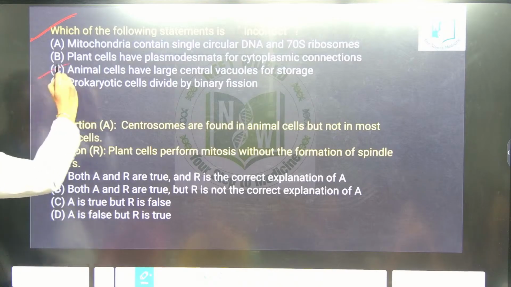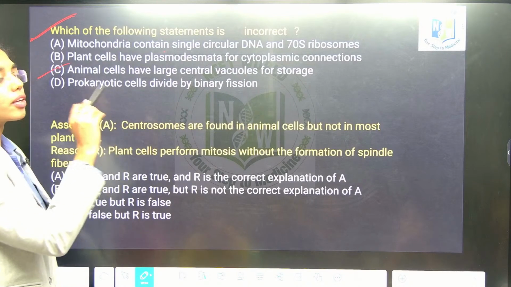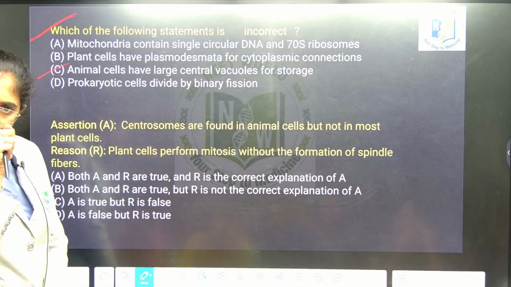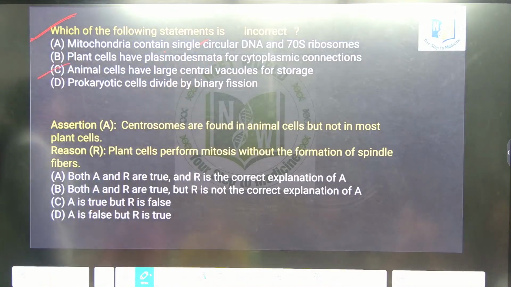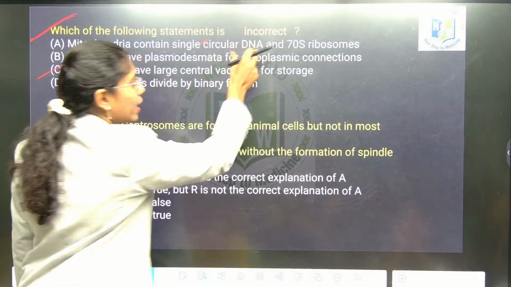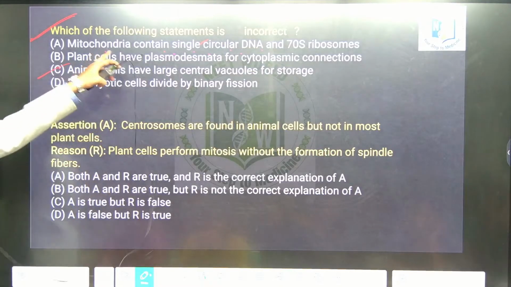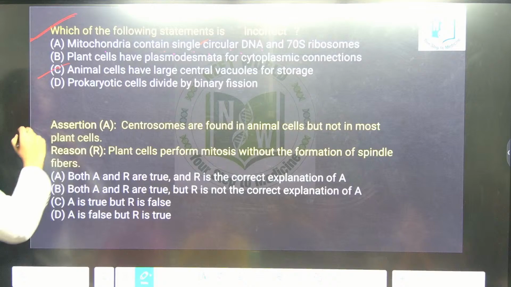See, how many of you are saying one is incorrect? Why is it incorrect? He is saying single circular DNA. Yes, every mitochondria will have only single circular DNA. He didn't mention single stranded or double stranded. Did he say single stranded circular DNA? No. Then it would be wrong. He didn't mention strands. Look at the statement properly. Understood? Next question, assertion and reason.